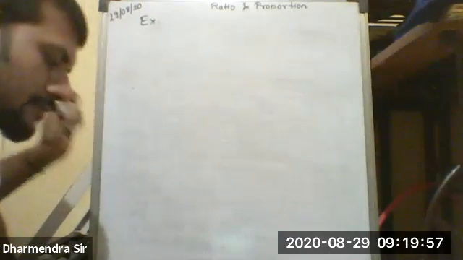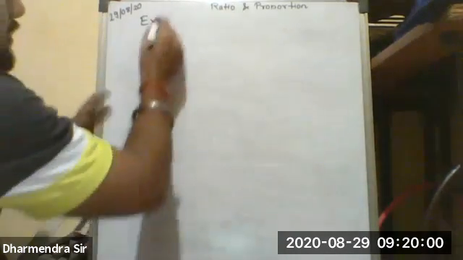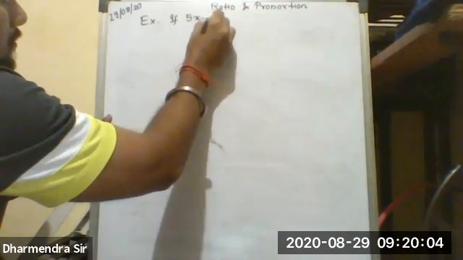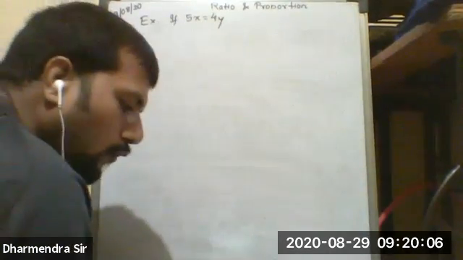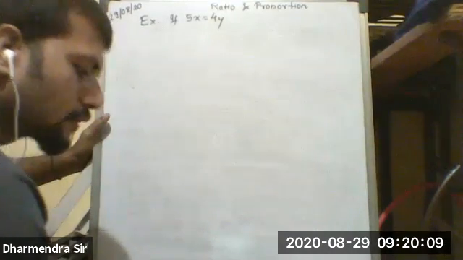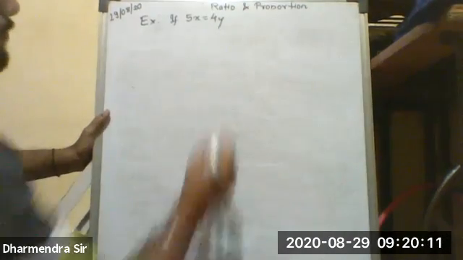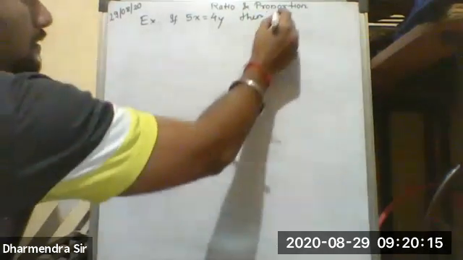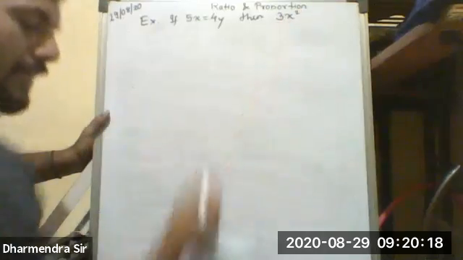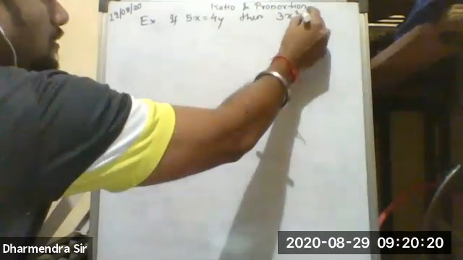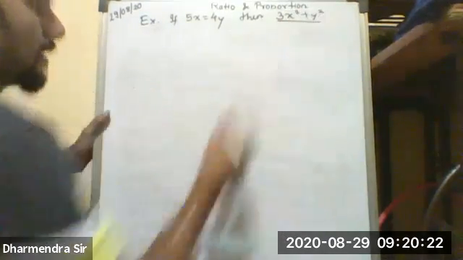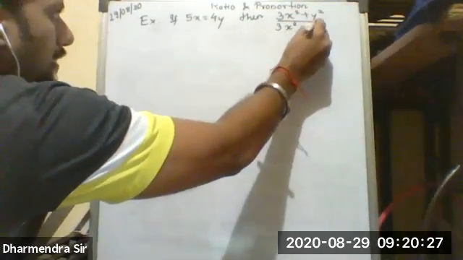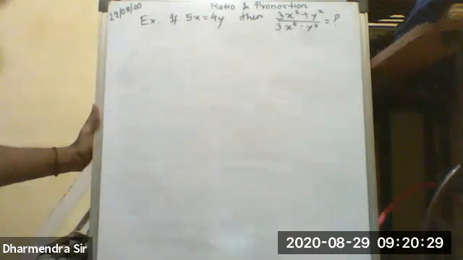What is given? Next example, 5x is equal to 4y. Then they're asking us to find the value of the ratio. Find 3x square plus y square divided by 3x square minus y square.